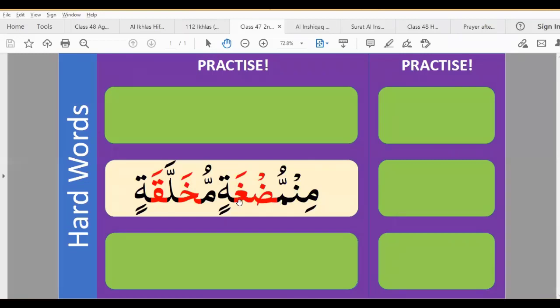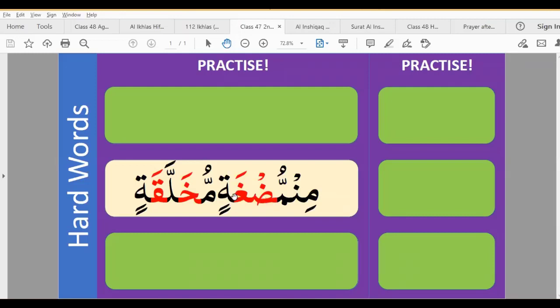Well done. Okay. After this, we have the letter dad with a sukoon on it. So we have to join the sound that we've just made to this dad. Mim-mud. Good. Well done. Dad is a very thick, heavy sounding letter. So you've done that really well.